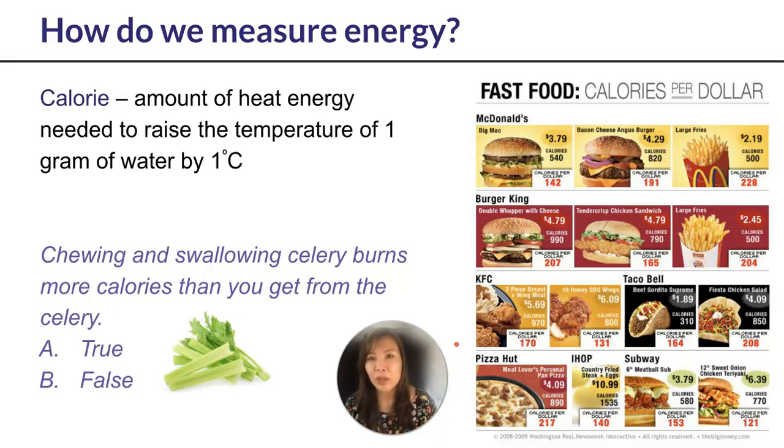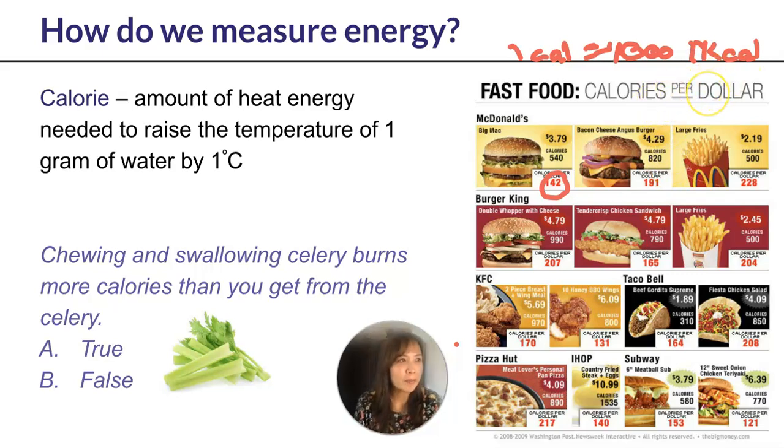And when we think of calories with regards to the food that we consume, don't forget that right here it says it's 142 calories. It's not actually 142 calories. The food value, 1 Calorie, is actually equivalent to 1,000 calories. So I know it says 1 calorie, but it's actually 1,000 calories, or 1 kilocalorie. Okay, 1 kilocalorie, okay?